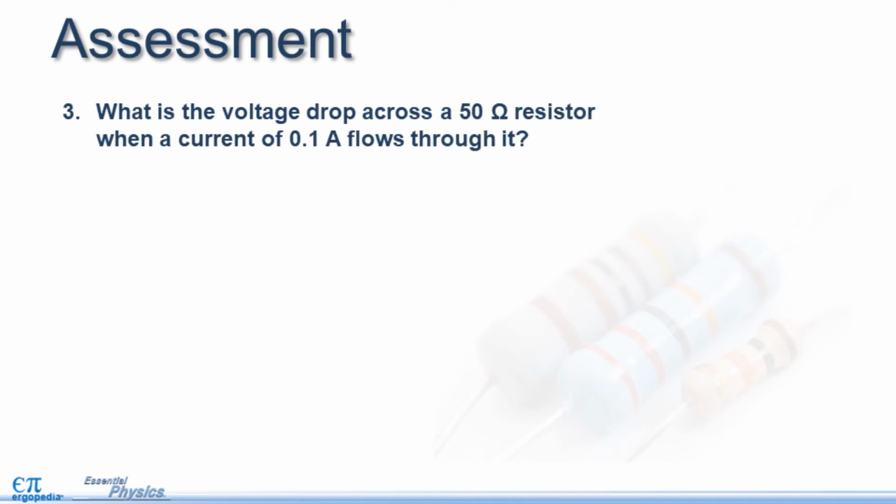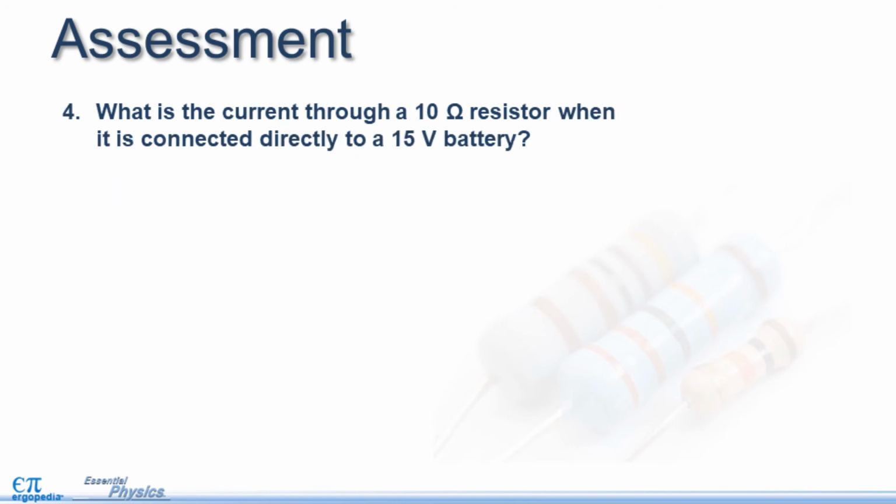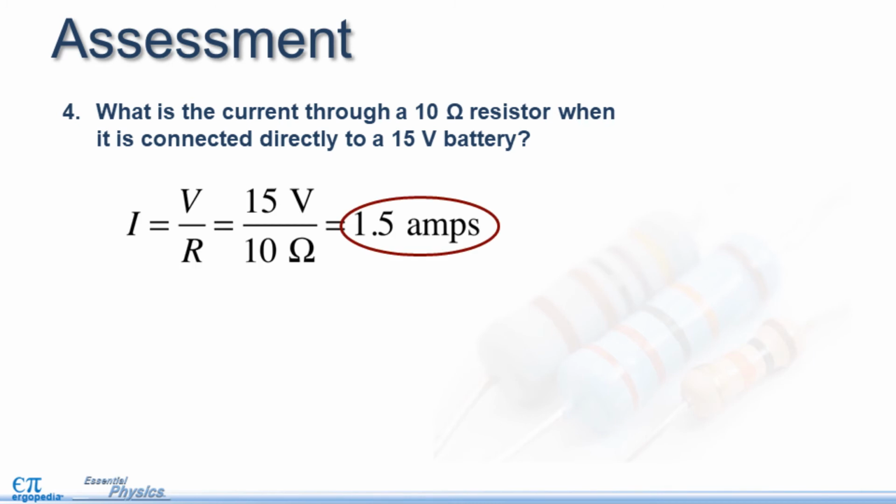What is the voltage drop across a 50 ohm resistor when a current of 0.1 amperes flows through it? Go ahead and pause the video and record your answer in your notebook. Using Ohm's law, we write V equals IR. We take the current of 0.1 amps, multiply it by 50 ohms, and we get 5 volts. What is the current through a 10 ohm resistor when it is connected directly to a 15 volt battery? We take I is equal to V over R. 15 divided by 10 is equal to 1.5 amperes.